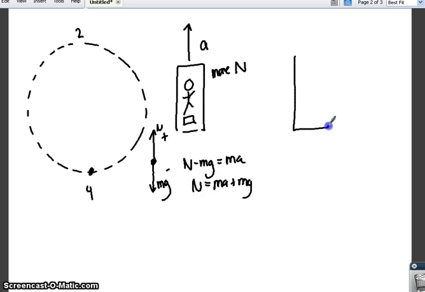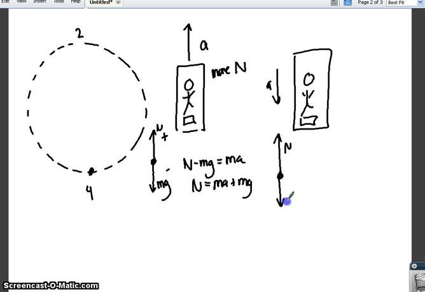And if it was accelerating downward, same thing: normal force and mg, and we're going to call mg positive and the normal force negative because it's accelerating downward.